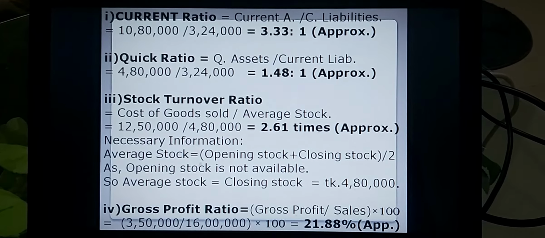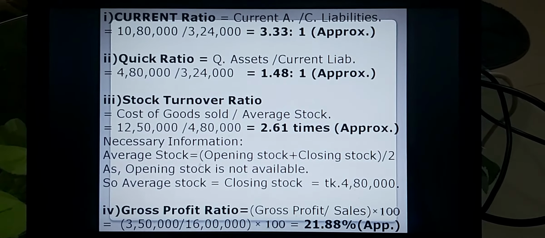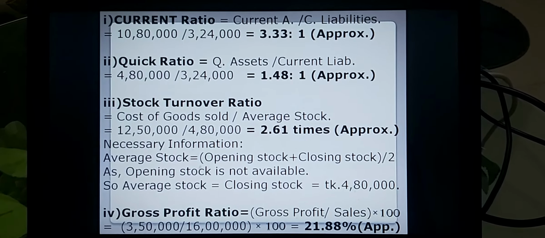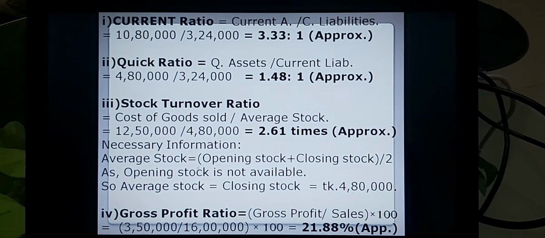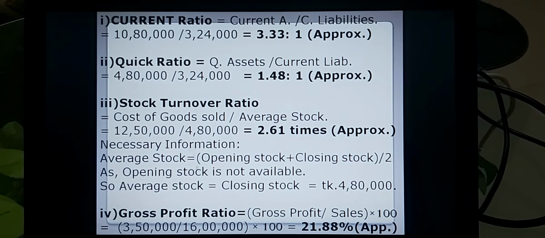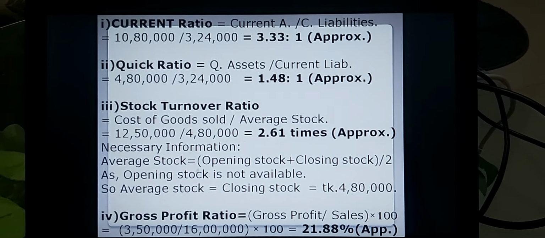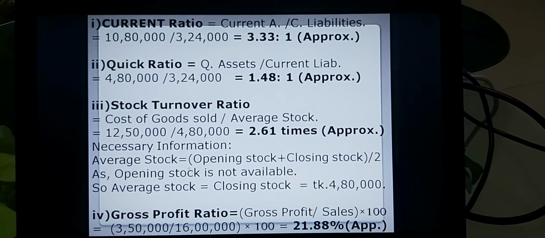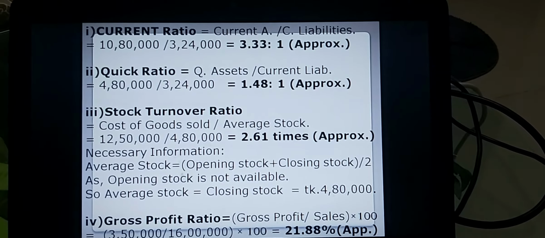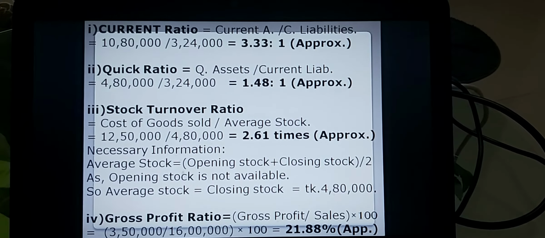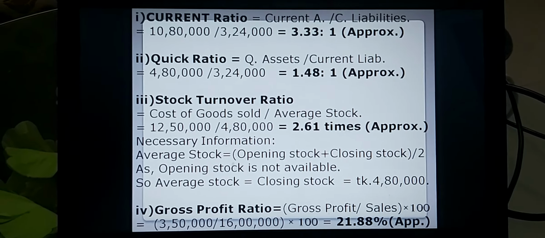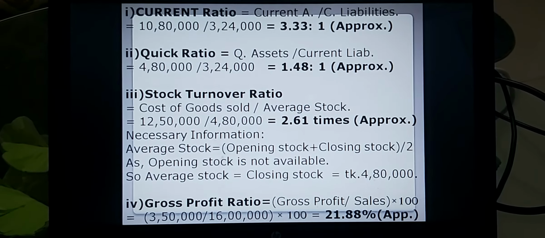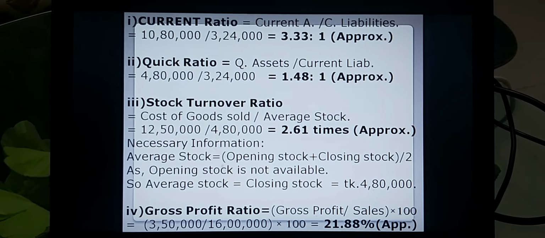This is satisfactory for business also because the standard of quick ratio is 1:1, but in this business quick ratio is 1.48:1. So this is very satisfactory for this business in terms of short-term solvency. Current ratio and quick ratio are related to short-term solvency ratios. Dear students, I think you are writing in your accounting practice copy for more practice.